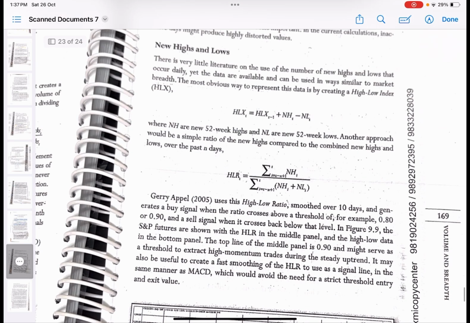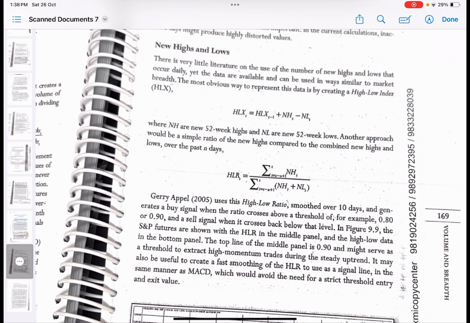Okay. Let's come to new highs and lows. There is very little literature on the use of the number of new highs and lows that occur daily. The data are available and can be used in very similar ways to market breadth. The most obvious way to represent this data is by creating a high-low index. So the high-low index is the high-low index of yesterday plus the new high minus the new low. So how do you calculate the high-low index? High-low index of yesterday plus the new high minus the new low.